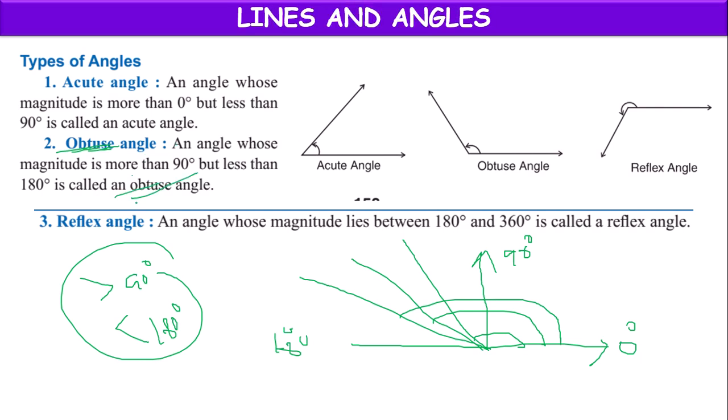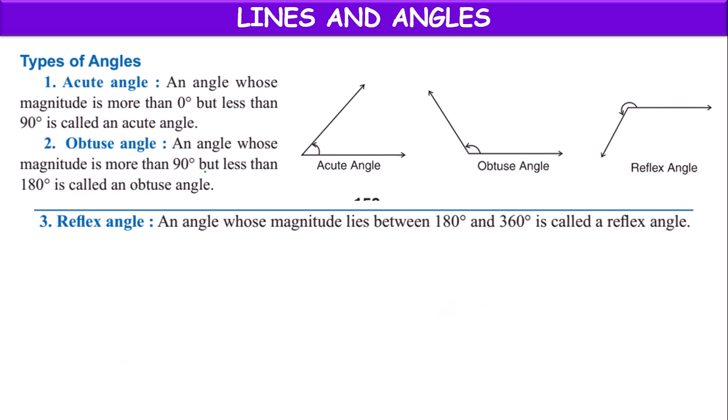Then that angle is called obtuse angle. If this is 0 degrees, this is 90 degrees, this is 180 degrees, and this 0 degrees after complete rotation is also considered as 360 degrees.